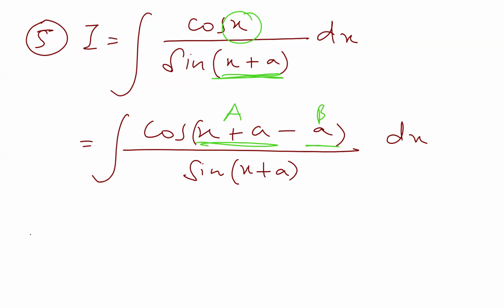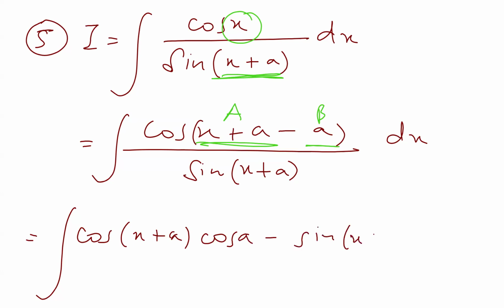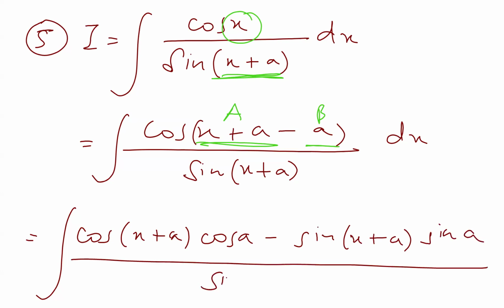Cos(A minus B) is cos A cos B plus sin A sin B upon sin(x plus a). Now this thing we are going to split. By the way, this is plus because cos a cos b plus sin a sin b it will be. So it is cos(a minus b).